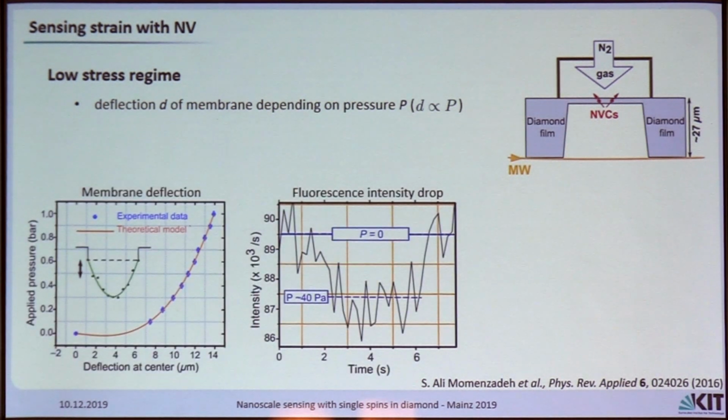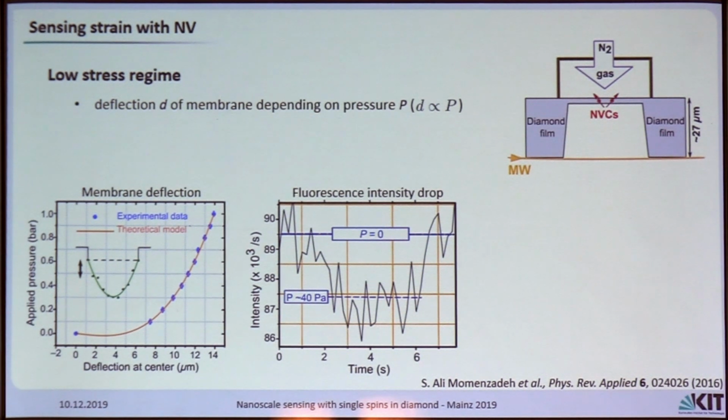And they were able to measure the pressure in two different ways. One, maybe first this picture here, is just the deflection of the membrane. Just by the pressure, in this case, for example, 40 Pascal, the membrane bends, so it's getting deflected, which means the NV sensors shift out of focus of your laser spot. And you see, okay, the count rate decreases. And that's just illustrated here.